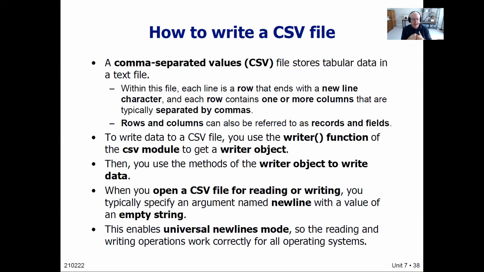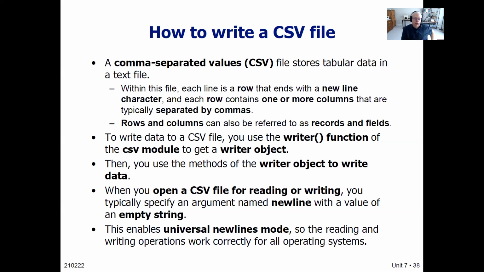So the writer object is used to write the data, and when we open the CSV file to read it into memory or to write, we have to take into consideration that new line at the end of each line. We're going to have to eliminate it.